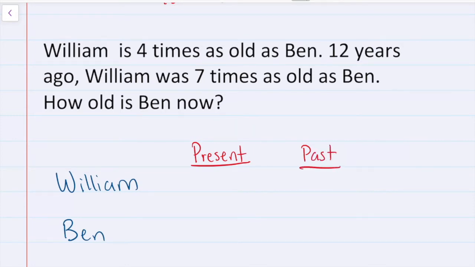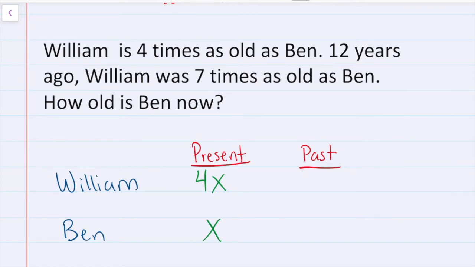Now, do we know how old William is? No, we don't. We know he is 4 times older than Ben. Do we know how old Ben is? We don't. So how about we call Ben x? x is a certain amount of age. Well, if William is 4 times older, couldn't you just call him whatever Ben is times 4? Okay, now we're getting somewhere.